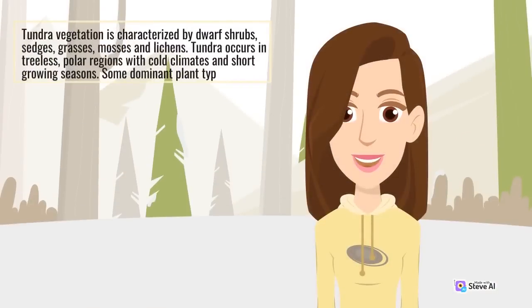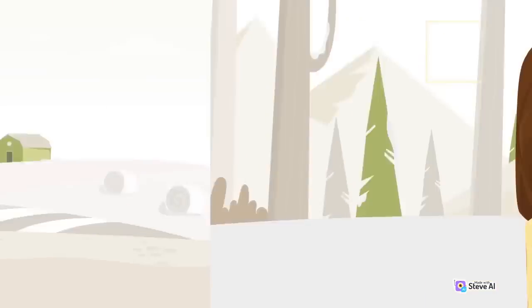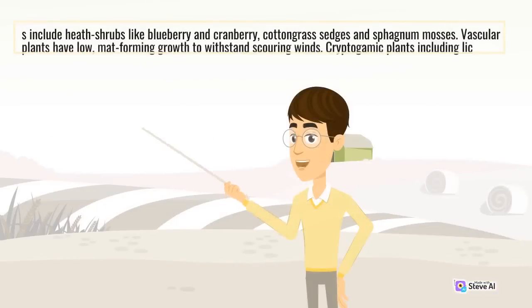Tundra vegetation is characterized by dwarf shrubs, sedges, grasses, mosses, and lichens. Tundra occurs in treeless, polar regions with cold climates and short growing seasons. Some dominant plant types include heath shrubs like blueberry and cranberry, cottongrass sedges, and sphagnum mosses.